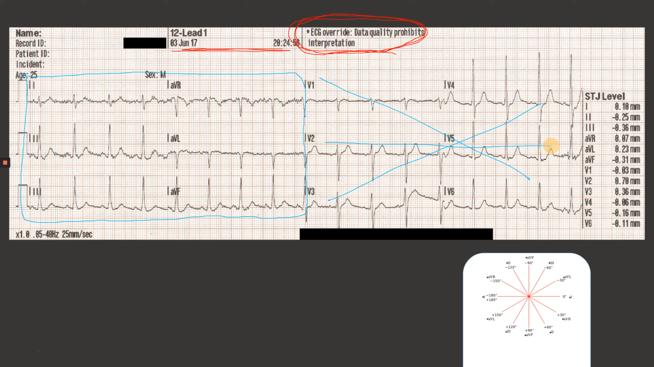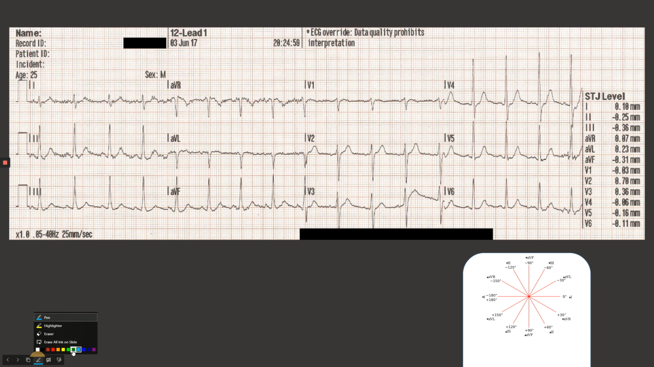And even kind of lead 3 a little bit towards the axis there, but either way, what we're going to do is we're going to find the most biphasic lead. So when I say this word biphasic, that means that the QRS goes up above the isoelectric line and below the isoelectric line in one beat.